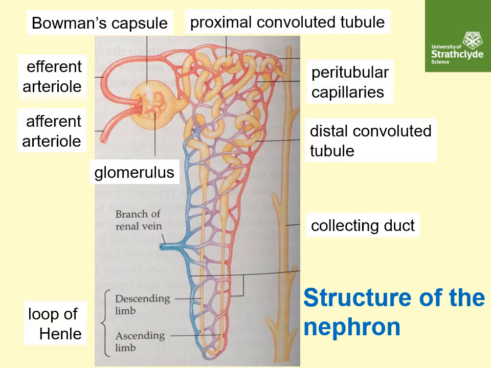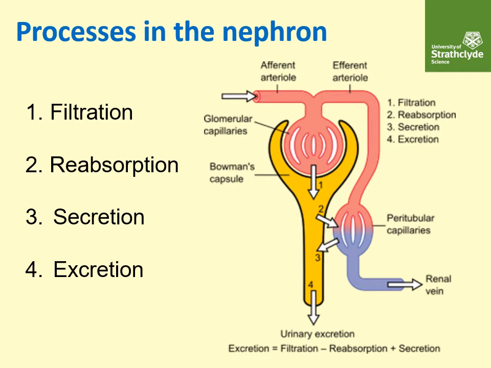So we have the filtrate going in this direction, and then we have the blood going in the opposite direction. So we actually have what's called a counter current system set up, and I'll hopefully explain that to you in the next slides or so. Now, this is basically the process by which the nephron deals with filtering out substances.